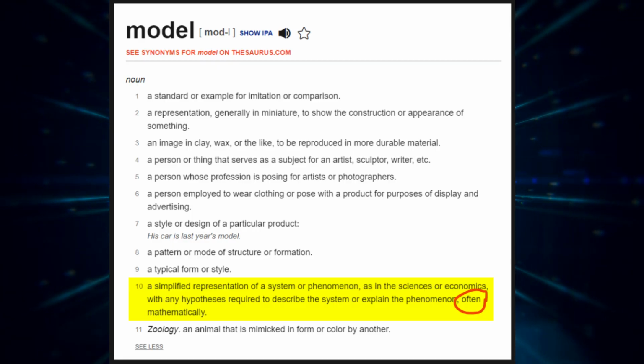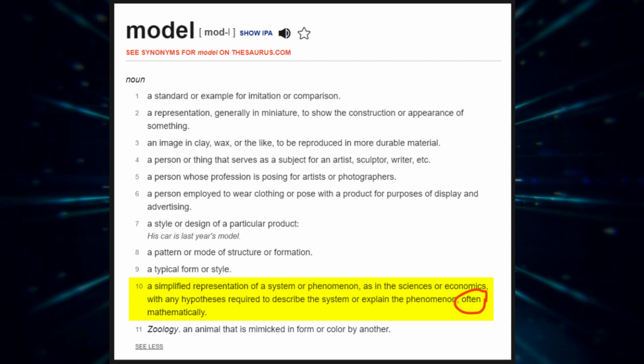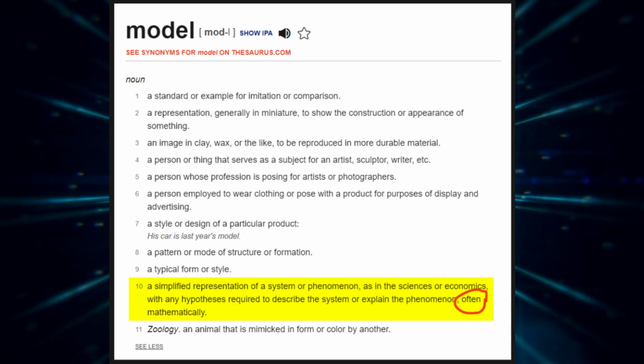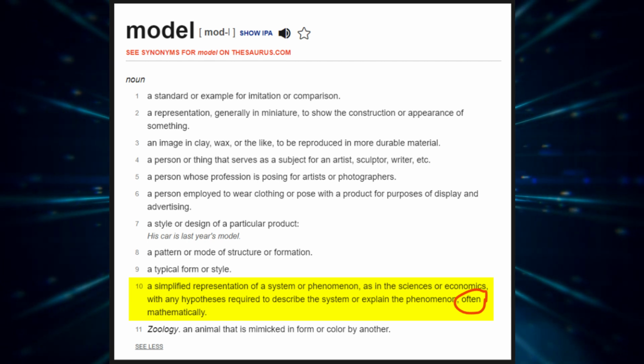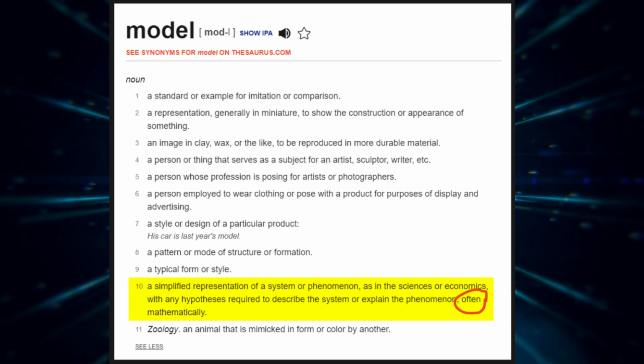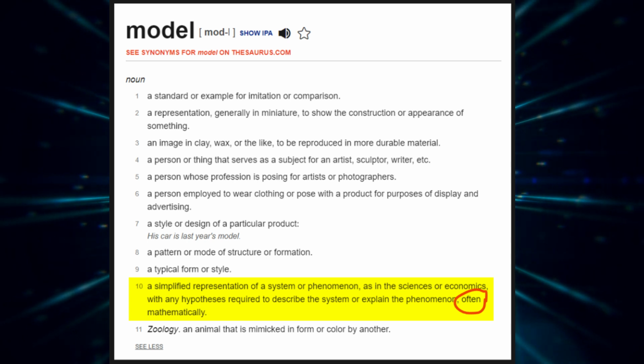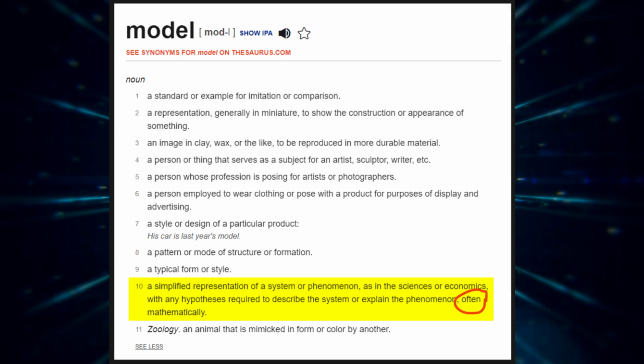Or for a more general definition, a model is a simplified representation of a system or phenomena as in the sciences or economics, with any hypothesis required to describe the system or explain the phenomenon, often mathematically, and often does not mean always. So, Niles, Theodore, thank you for the common ground you're able to give me.